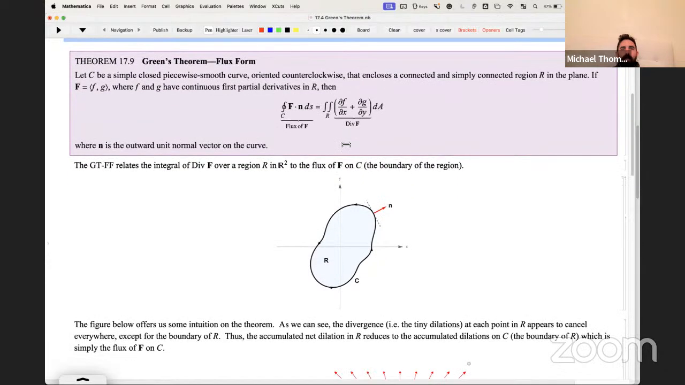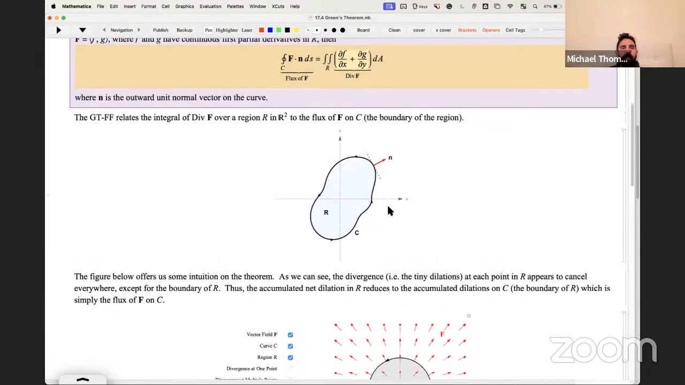So here's Green's theorem, and this is the flux form. This is the flux on the boundary. That's the same flux that we calculated in 17.2. And what this is, it's the sum of all of the divergences. It's the accumulated sum of all these divergences. Remember, your region looks like this. Instead of working with a tangent vector, you're working with this specific normal vector oriented in the outward direction.